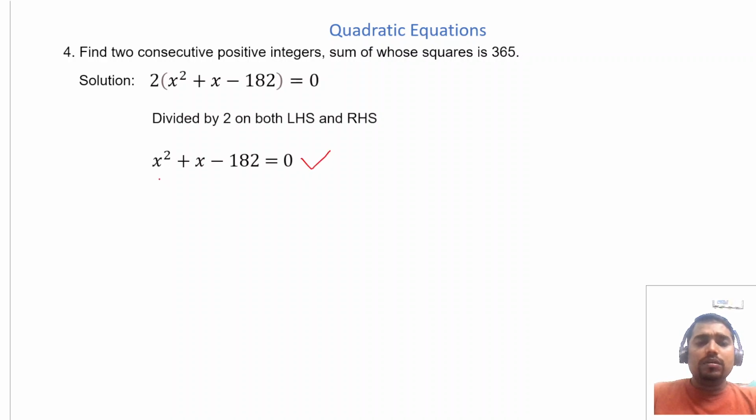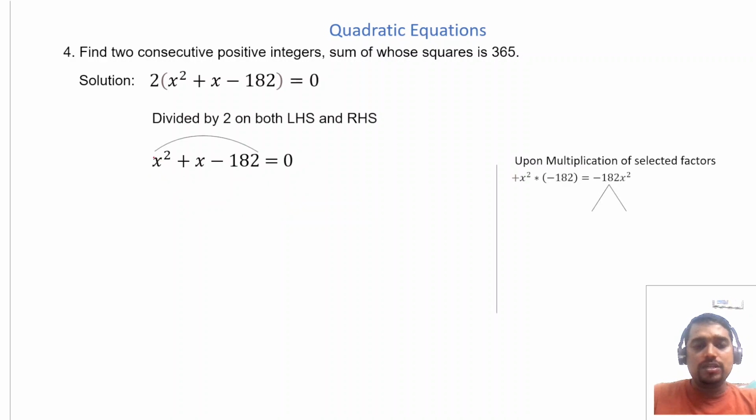Now this looks like ax square plus bx plus c equals 0. That is, the first term contains the x square term, the second term contains x, and the third term contains a constant. Therefore, this is in the standard form. Once the equation is in the standard form, we can start the factorization. In order to start factorization, multiply the first and the last term. That is, plus x square multiplied by minus 182. Plus into minus is minus. 182 into x square is 182 x square, that is minus 182 x square.